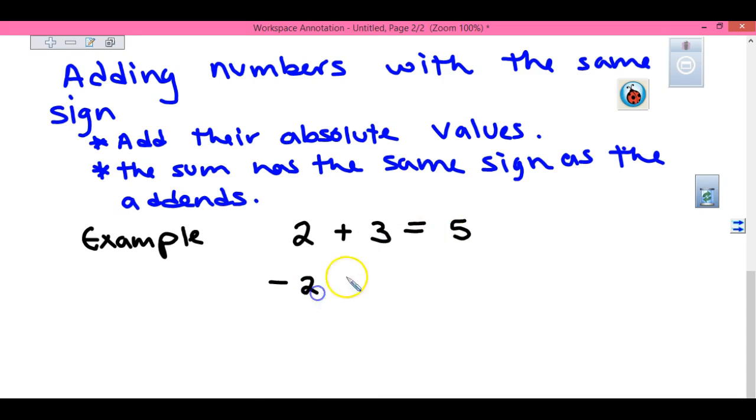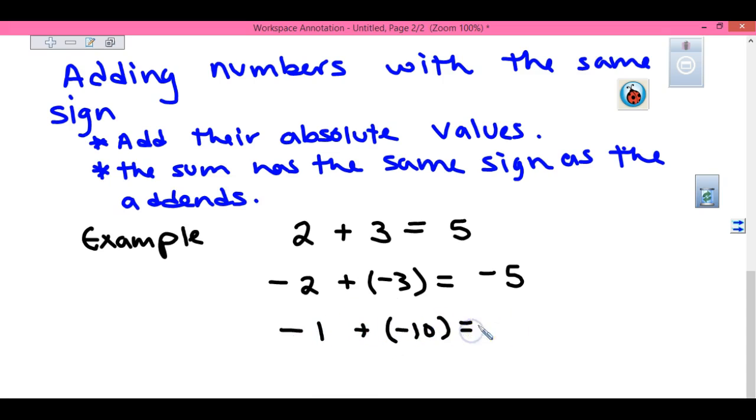If we add negative 2 plus negative 3, we add the numbers. So the absolute value of negative 2 is what? The absolute value of negative 2 is 2. And the absolute value of negative 3 is 3. If we add these and keep the sign, what do we get? Negative 5. So let's try this again. If we're adding negative 1 plus negative 10, what would our answer be? Negative 11.